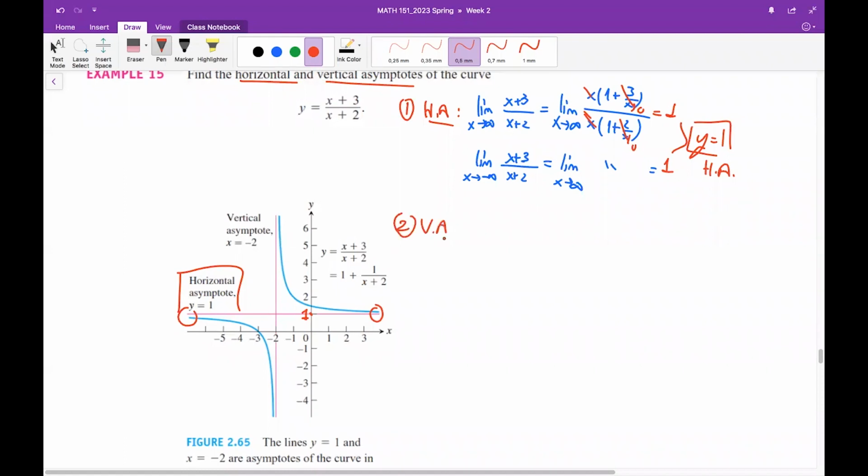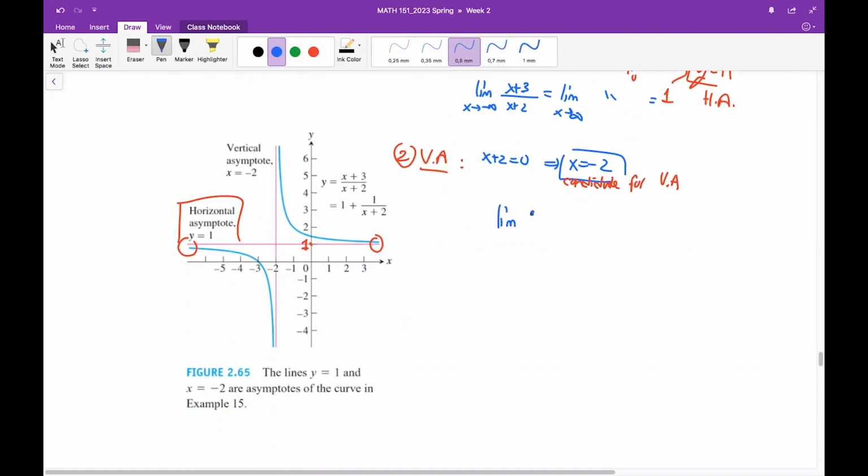Second, vertical asymptote. For this one, you will look at the zeros of the denominator, right? This is 0 if x is minus 2. This is now just a candidate for vertical asymptote. To verify that it is in fact the vertical asymptote, you need to look at the limit of your function as x goes to minus 2 from right and left. Okay, one-sided limits have to be computed for verification of vertical asymptotes. Okay, like that. What are those limits?